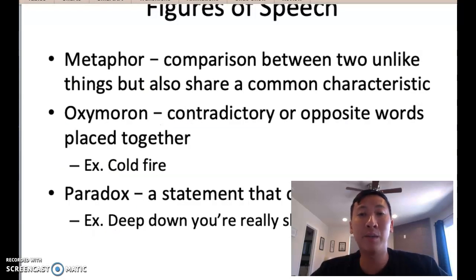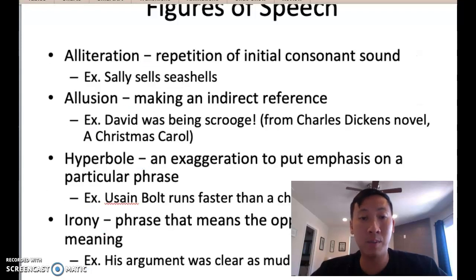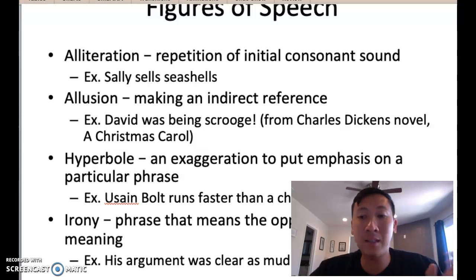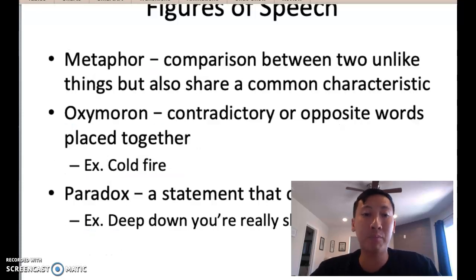Metaphor, a comparison between two unlike things that also share a common characteristic. Let's go back to our previous example. Usain Bolt runs faster than a cheetah. Obviously, Usain Bolt is a human, a cheetah is an animal, but Usain Bolt is one of the fastest human beings in the world, and a cheetah is one of the fastest animals in the world. So pairing the two unlike things together, you can get a visual of just how fast each of those individual components are.